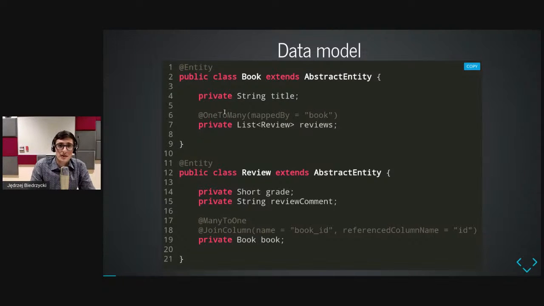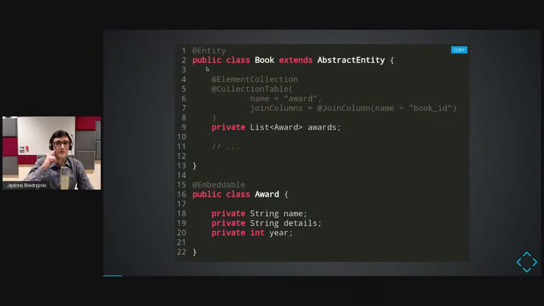And you can also see that both entities extend an abstract entity. I didn't show it here, but it's a class that contains only a long field named ID, which is annotated with ID, so that all the requirements for the entity are fulfilled. Then we are going to need a class Award that is an embeddable. It has a name, some details, and the year it was awarded. And Award is used in the Book entity as an element collection.